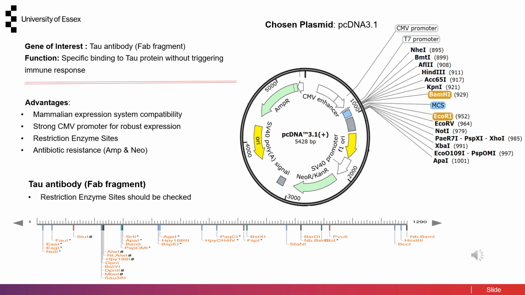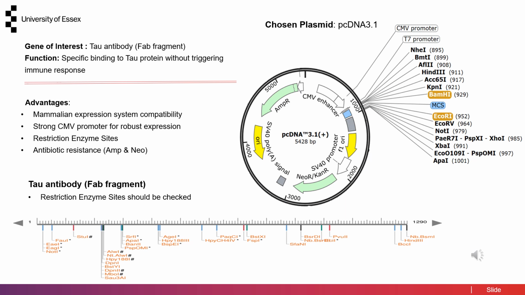The pcDNA 3.1 plasmid was chosen for our eukaryotic study and its optimization in mammalian cells, to ensure proper expression and folding of the Fab fragment. Its strong CMV promoter enables high protein production, essential for analysis and purification. The plasmid's restriction sites were verified for gene insertion compatibility, and it carries ampicillin and neomycin resistance for selection in bacterial and mammalian cells.